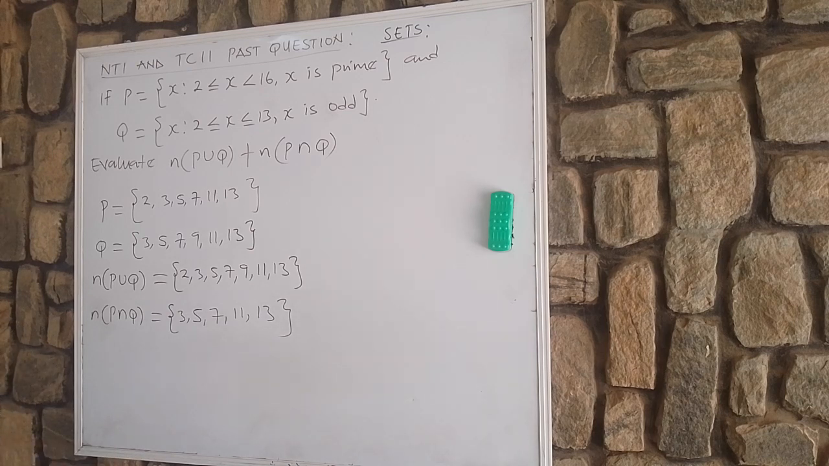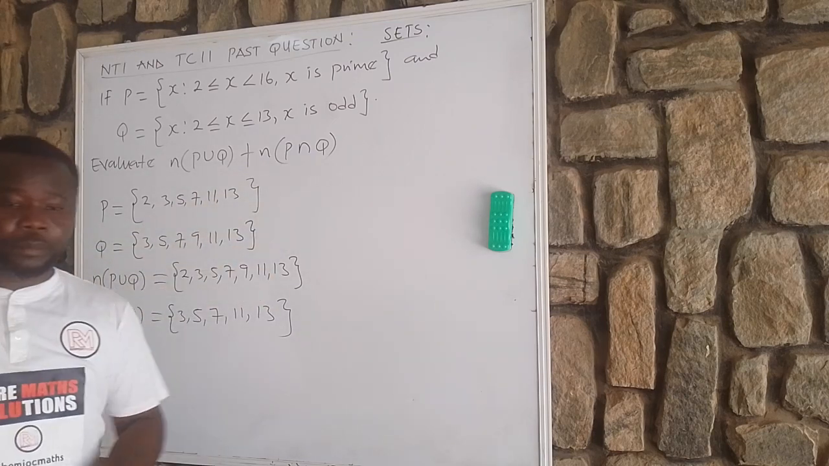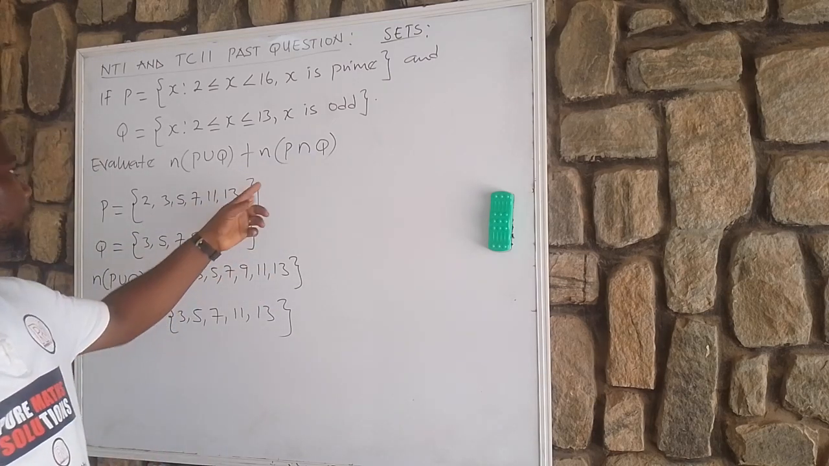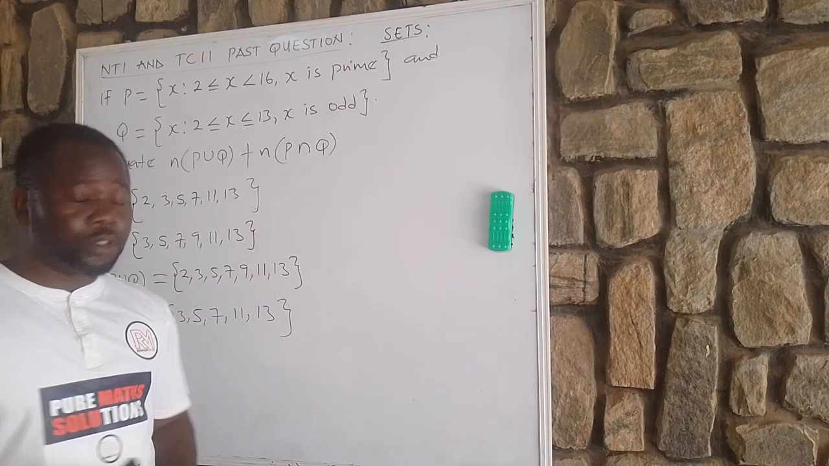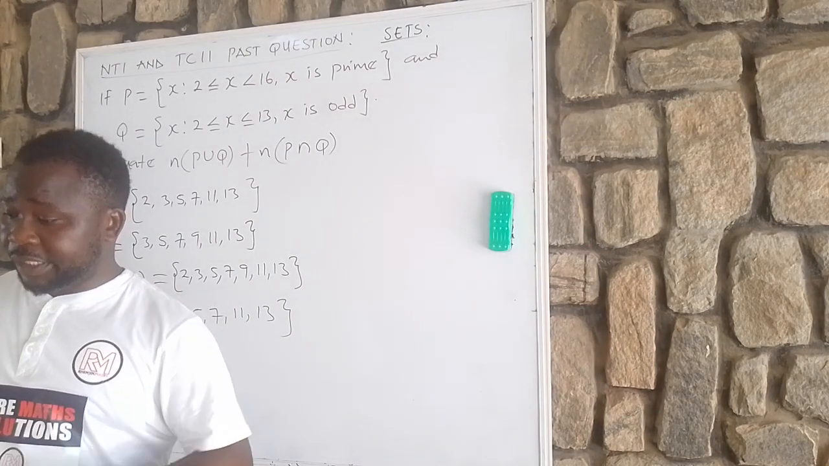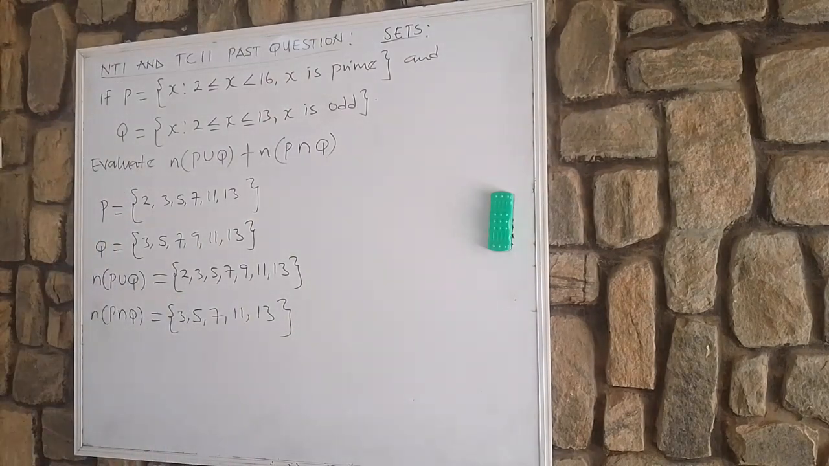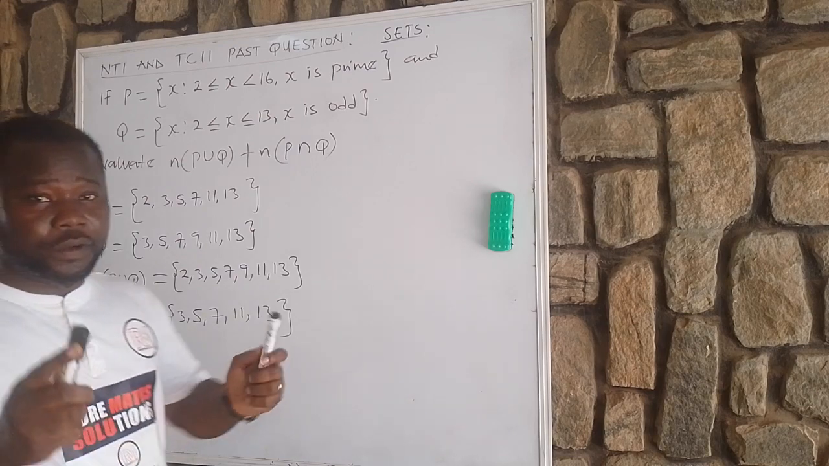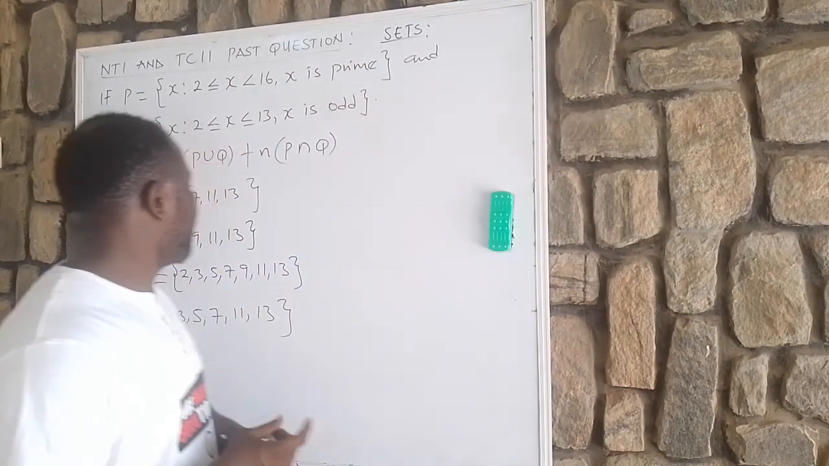Now they said we should find the number of P union Q plus the number of P intersect Q. Sorry for the break in transmission.